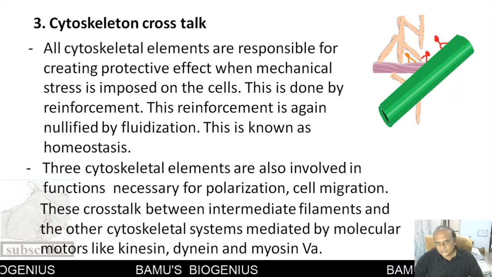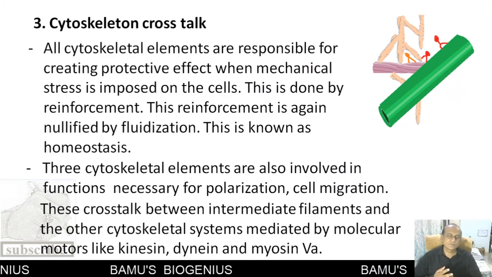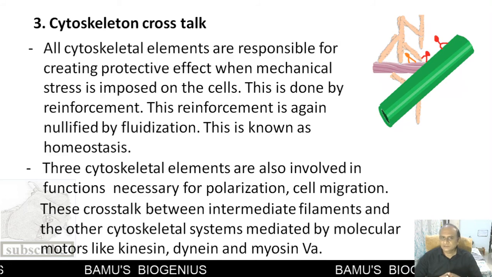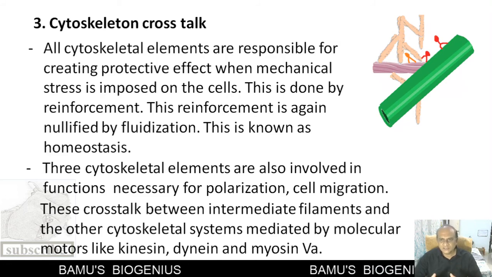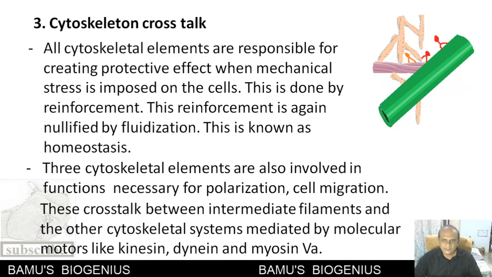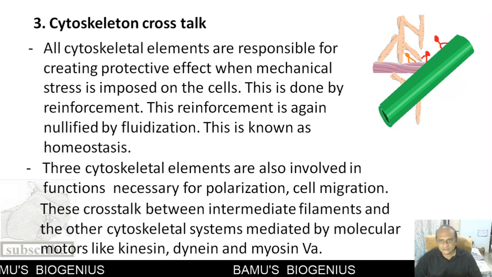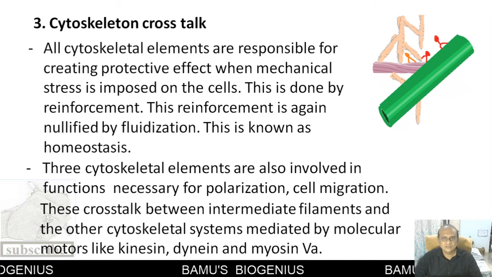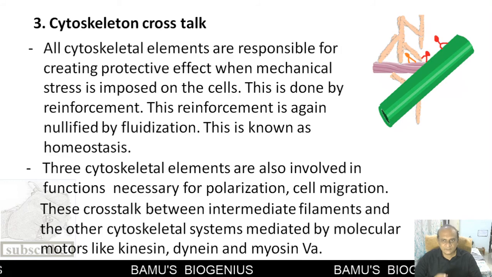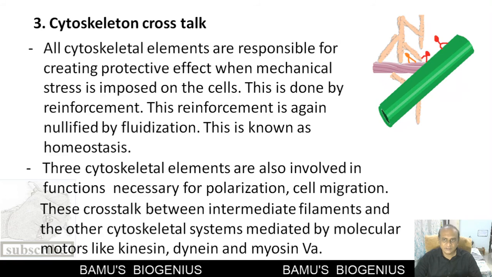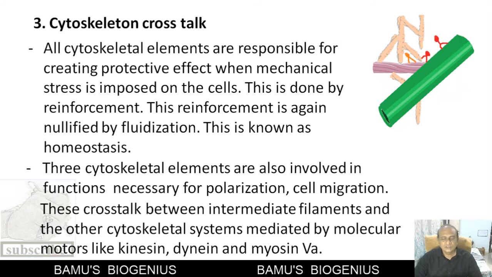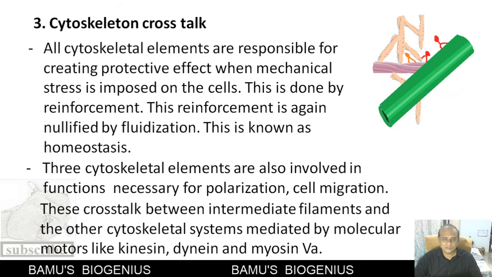Now the third function is cytoskeleton crosstalk. Now what do you mean by crosstalk? Crosstalk means helping each other. They are interacting with each other. See, the cytoskeletal elements like intermediate filaments, microtubules and microfilaments will interact with each other and work in unison. So whenever a mechanical pressure is applied to the cell, all these cytoskeletal elements create a kind of protective force and reinforce that particular cell.